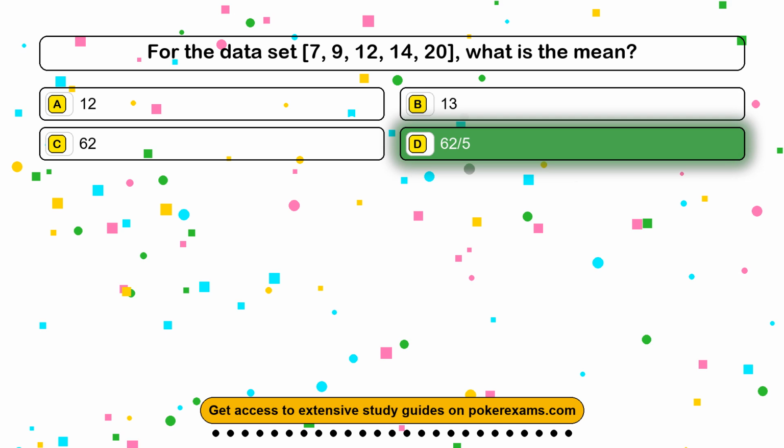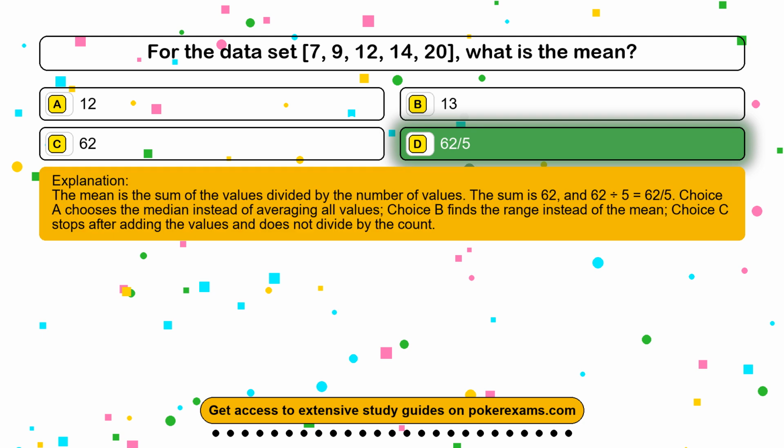The correct answer is option D, 62/5. The mean is the sum of the values divided by the number of values. The sum is 62, and 62 divided by 5 equals 62/5. Choice A chooses the median instead of averaging all values, choice B finds the range instead of the mean, choice C stops after adding the values and does not divide by the count.